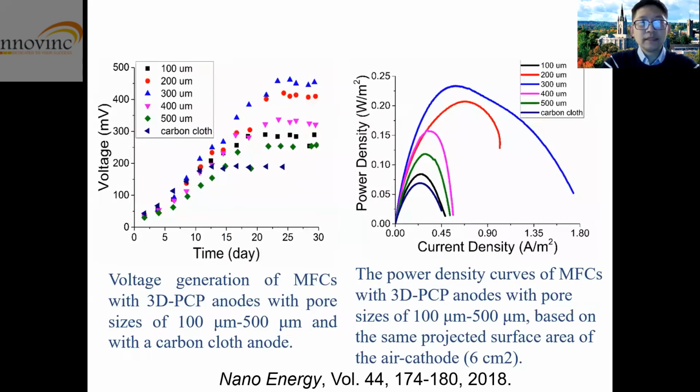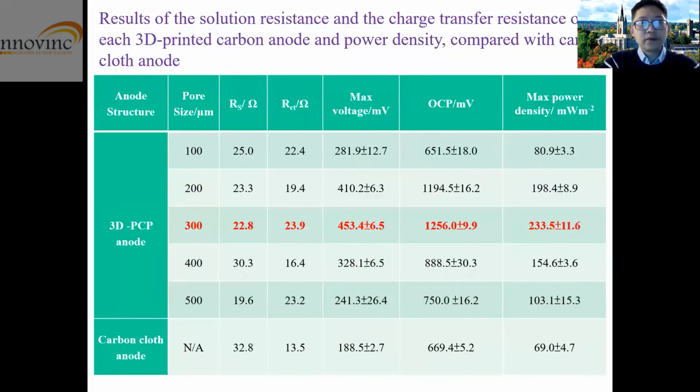So those are the results, and here we would like to summarize them for different pore sizes. We found that when the pore size is about 300 micron, the microbial fuel cell can achieve the highest efficiency in terms of power density and the voltage generated. And compared to the carbon cloth electrode, the efficiency of the 3D printed electrode is much higher.